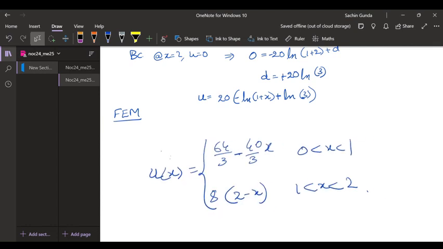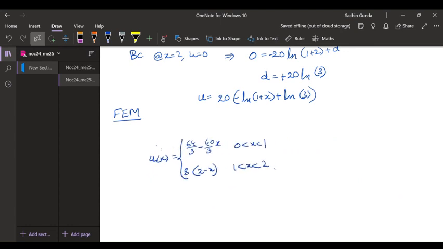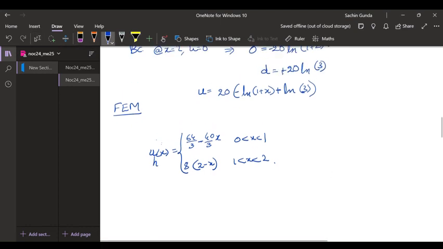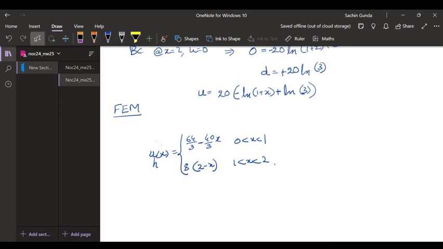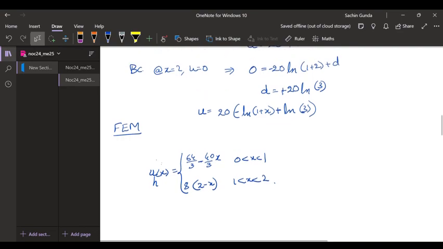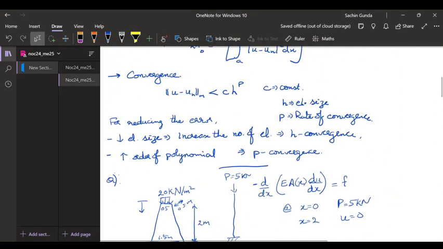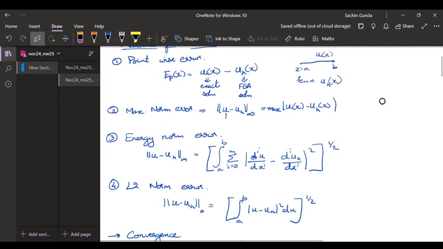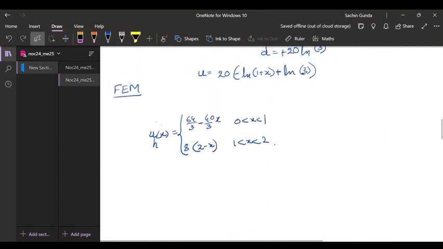And the FEM solution is denoted by uh. So we have the FEM solution, we have the analytical solution. Let us see how to calculate different types of errors. The first type of error is pointwise error. It is a function, so it shows how the error varies with x, and it is just the difference between the analytical solution and the FEM solution.